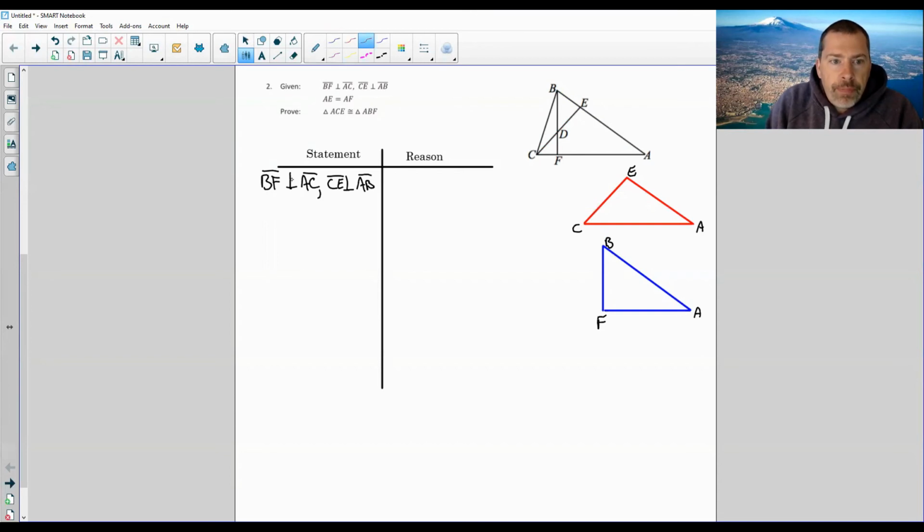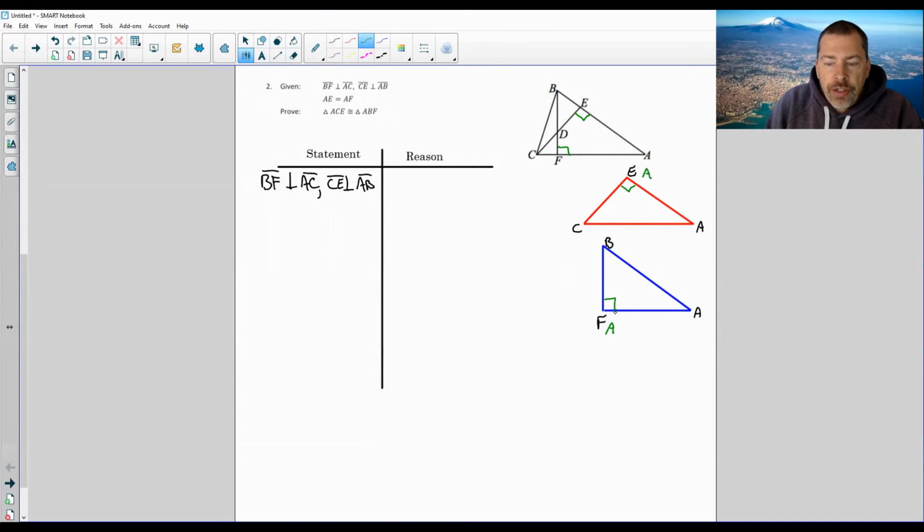So let me use green. BF perpendicular to AC. So that would make this a right angle. So angle BFA is 90 degrees. And I'll mark it in my diagram that I pulled away. CE is perpendicular to AB. So that would be this angle here, angle AEC, or simply E on my red triangle. So there is an angle and there is an angle.